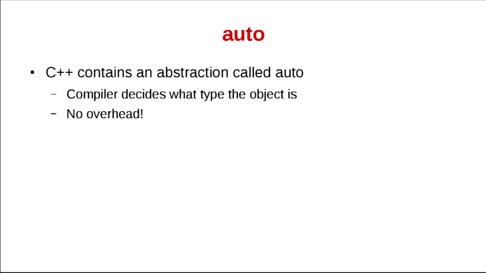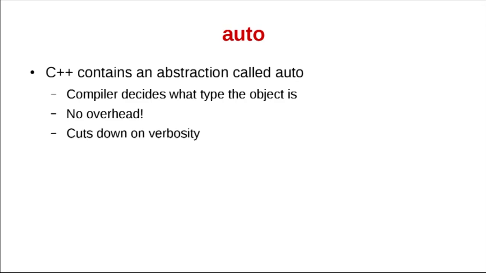C++ contains a beautiful abstraction called auto. And unless we're using a language with duck typing, like Python for example, C++ is one of the very few languages that has something that does this. What it does is that the compiler decides what type the object is. What this means is that there's no overhead. It doesn't figure out what the type is at runtime. When you compile the code, it figures out what it is. So you can sprinkle auto all throughout your code, and it's perfectly fine. Your program will not run any slower.